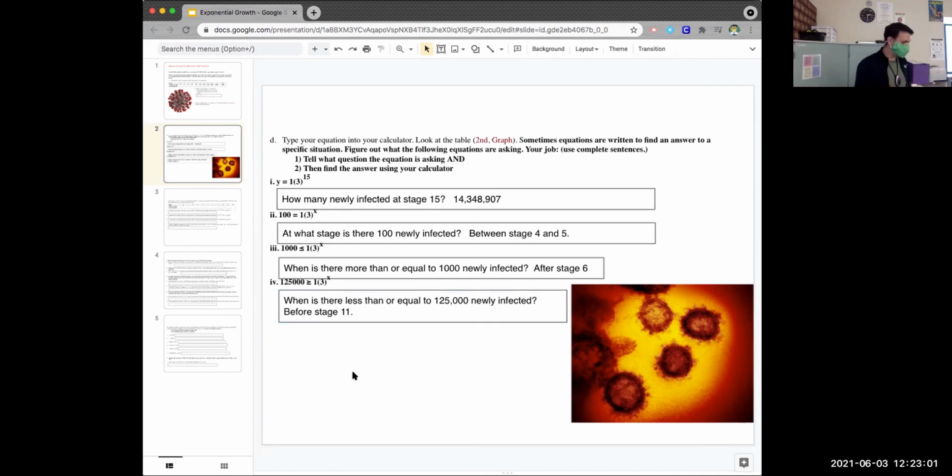So with exponential growth, sometimes you keep track of the numbers. You do that with a table, you do that with an equation. And sometimes you have to answer specific questions like, when is this thing going to happen? And that's what's happening here. Okay?